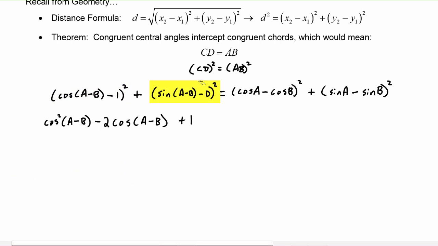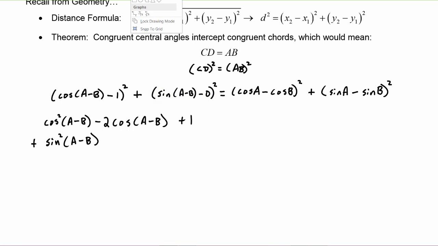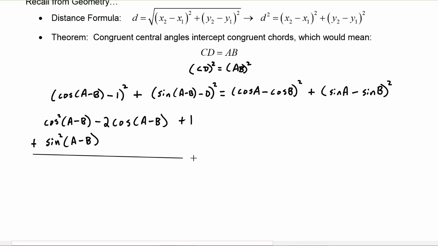Now this one's pretty easy because since we have a 0 there, all we have to do is square the sine of A minus B, so we will get plus sine squared of A minus B, and this whole thing has to equal the right-hand side. We'll square out this first binomial and put it in the top row, square out this second binomial and put it in the next row.